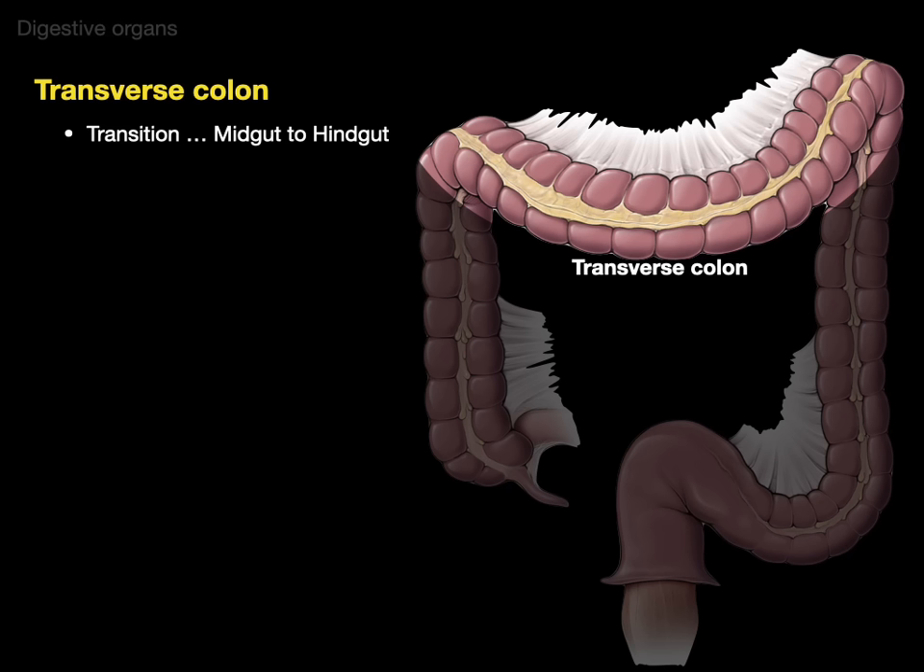So there's our transverse colon somewhere, we usually say two-thirds along the way, the midgut becomes the hindgut. Now, why do we care about that? Well, that's going to become important when we start talking about vascular supply and innervation, okay?